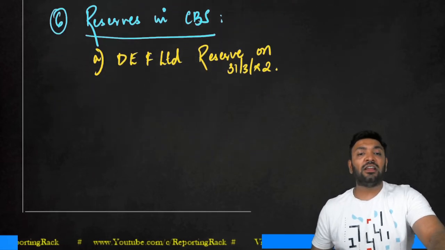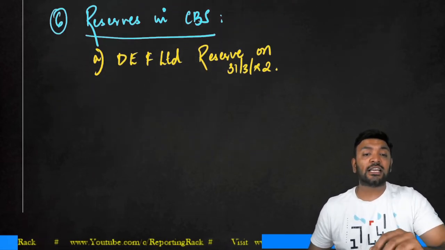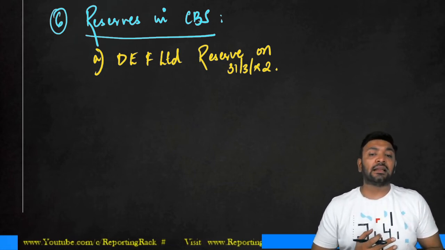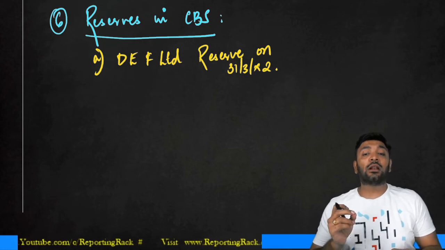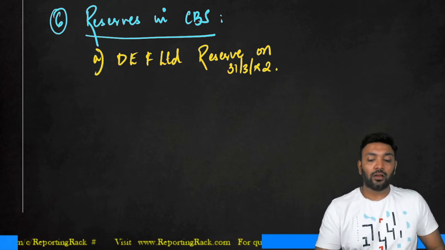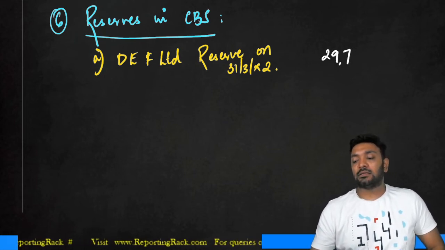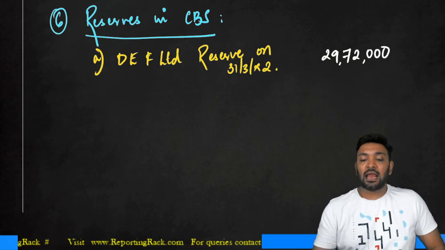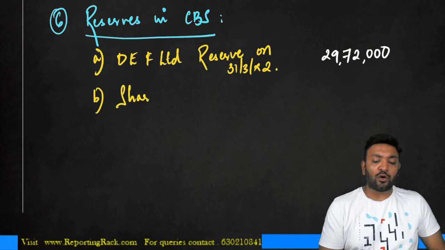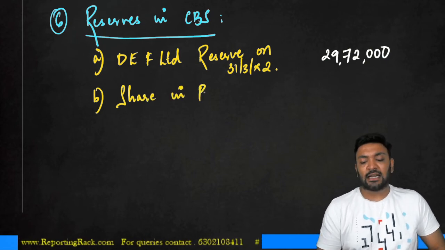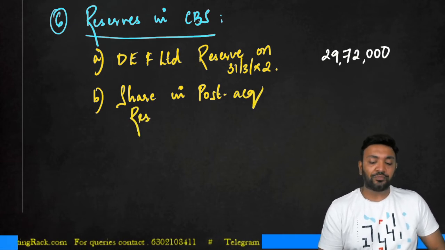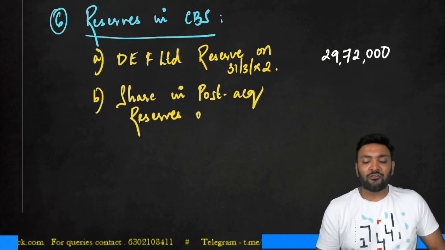What is the value of DEF Limited reserves on balance sheet date? Go back to your question. The total other equity, including retained earnings and other reserves, is how much? 24 lakhs plus 5,72,000, that is 29,72,000. Add that with DEF's share in post-acquisition reserves of XYZ.